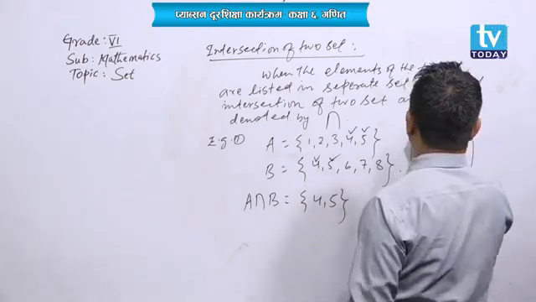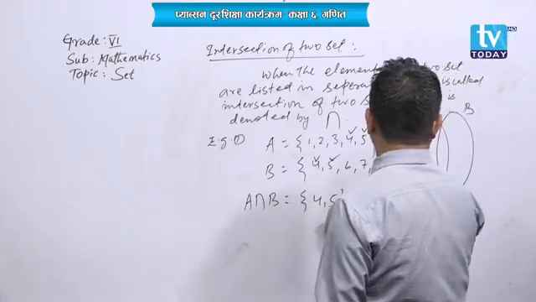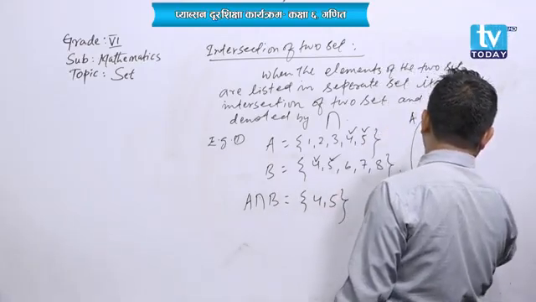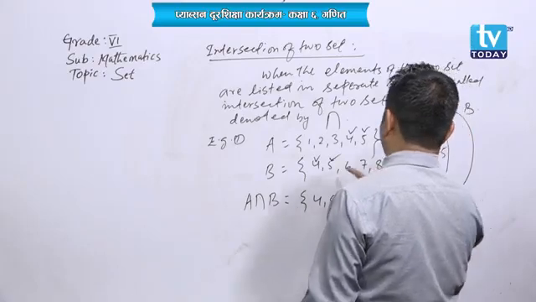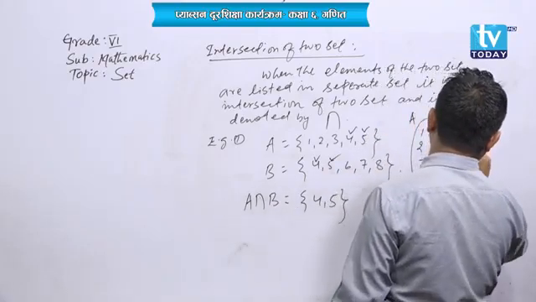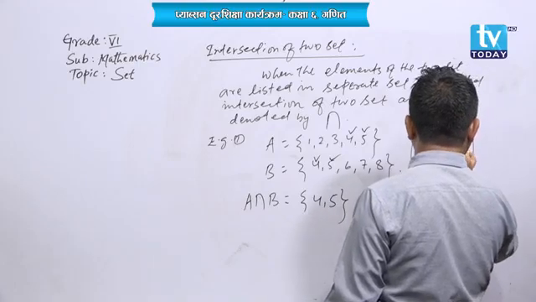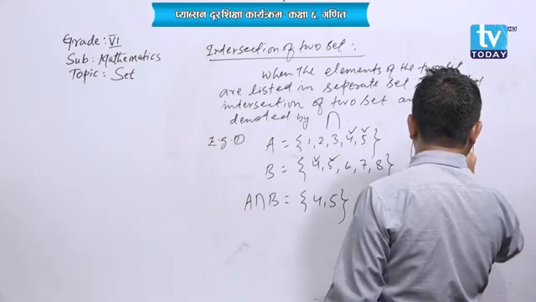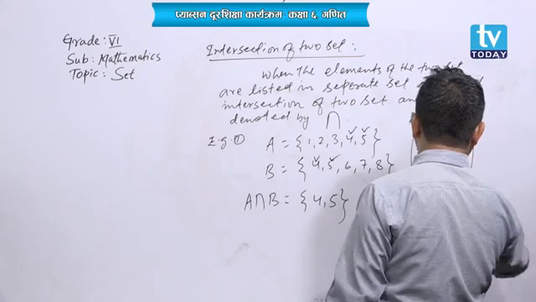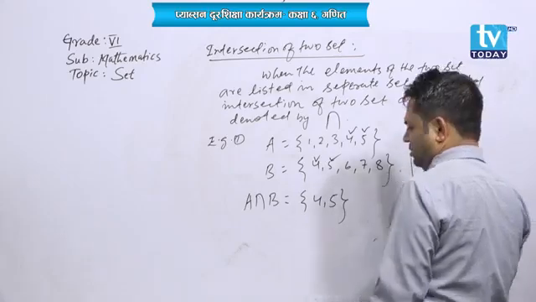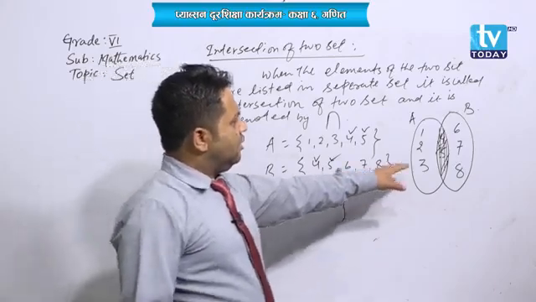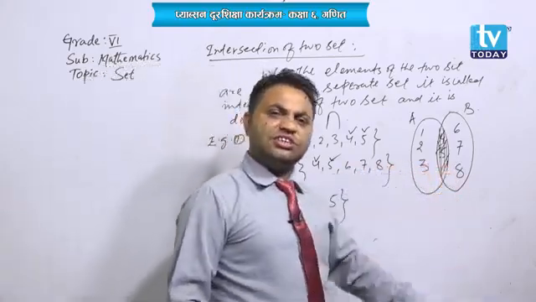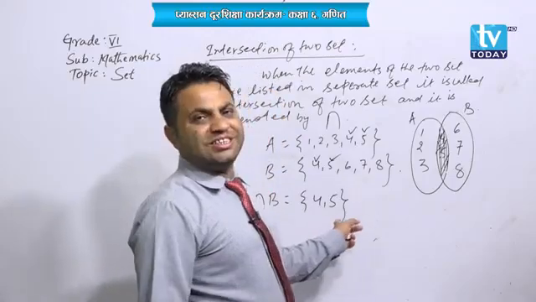Now in a diagram also we can show this. This is set A, this is set B. Please write first the common elements 4, 5, then the remaining elements 1, 2, 3 and 6, 7, 8. This portion is called intersection. Understood? This shaded part is called the intersection of two sets.